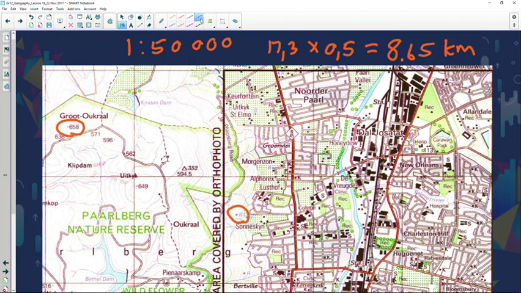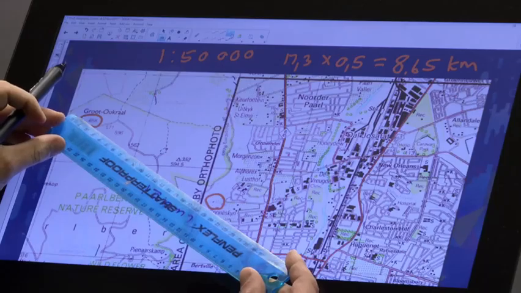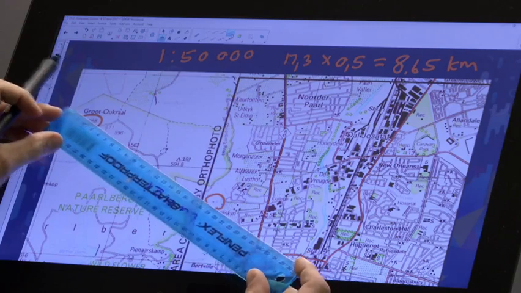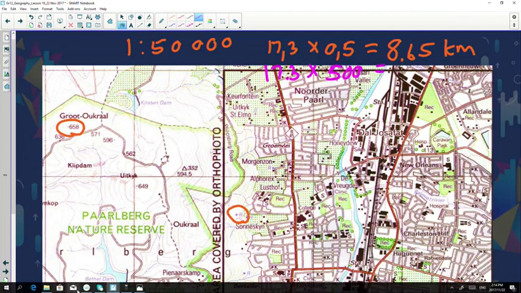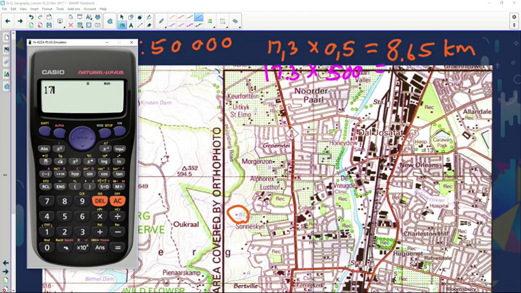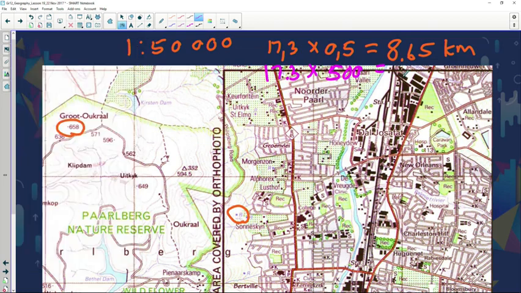If I want my answer in meters, what's going to be different? The centimeters is going to be exactly the same. You measure the distance between the two areas, spot height 658 and the reservoir. So it's 17.3 times 500, and you use your calculator once again, and you got your answer in meters. So the formula that we use once we work over a 1 to 50,000 topographical map for kilometers is 0.5 and meters is 500.